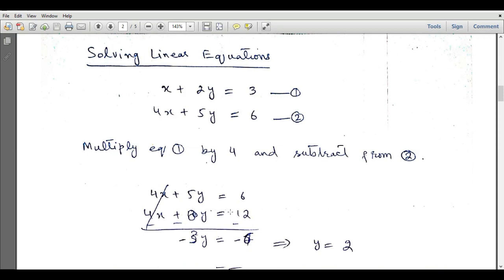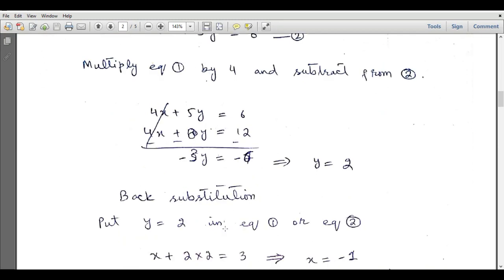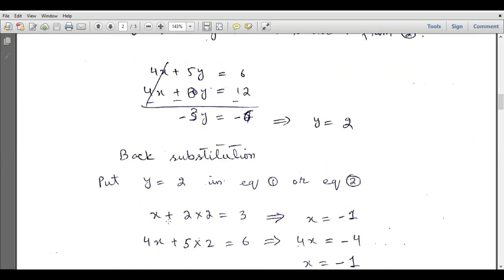So subtract the new equation from the second equation. This 4x will be cancelled out, and at the end we will get minus 3y equal to minus 6. So y will be equal to 2. So we can back substitute this value of y in either equation 1 or equation 2, and we can get the answer of x, right?